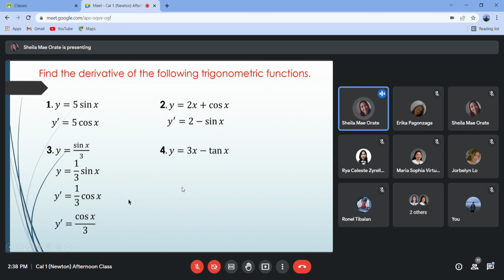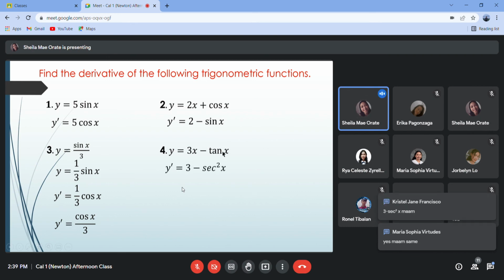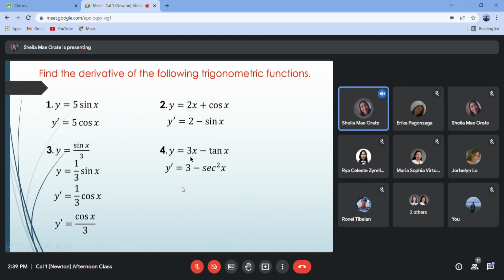Now, how about this one? We have 3x minus tangent x. I-apply na ang difference rule. Okay, what is the derivative of 3x minus tangent x? Okay, naay answer si Kiana. 3 minus secant squared x daw. Do you have the same answer with Kiana? Dali ra ni siya nga mga function, diba? Makuha nato diretso ang iyang derivative.